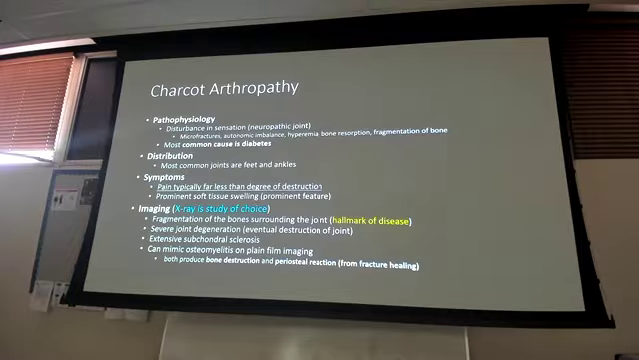Okay, moving on. Charcot's, diabetes. Charcot's, diabetes, right? Charcot arthropathy is a disturbed sensation in a neuropathic joint, which is why it's diabetics.